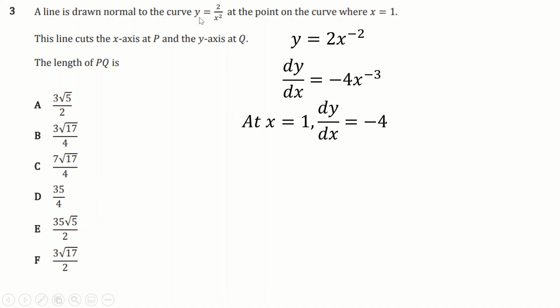Now, if we've got a normal to this, a normal obviously meets at 90 degrees, so it's going to be a line with gradient 1 over 4, the negative reciprocal.